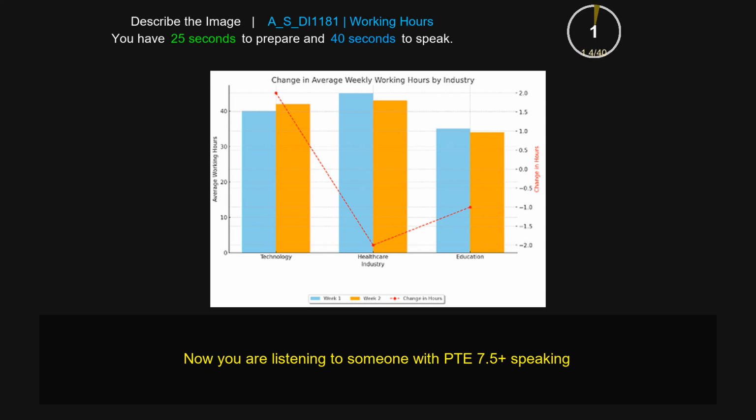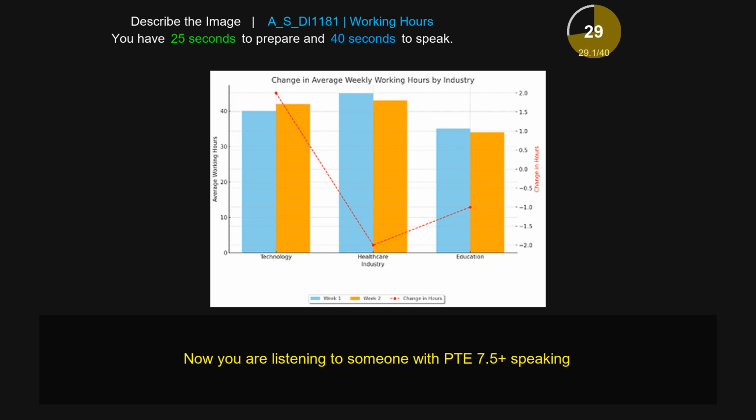It is the combined picture which gives the information about the change in average weekly working hours by industry. Looking towards the x-axis, it gives the information about technology, healthcare industry, and education. Looking towards the y-axis on the left side, it gives the information about the average working hours, which start from 0 and end at 40. Looking towards the right side y-axis, it gives the information about change in hours. It starts from minus 2.0 and ends at minus 2.0.